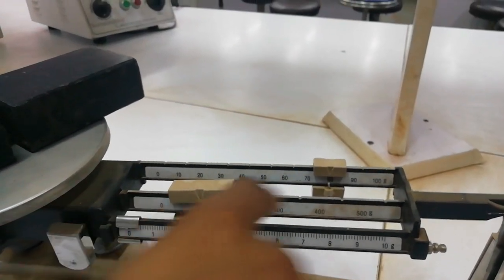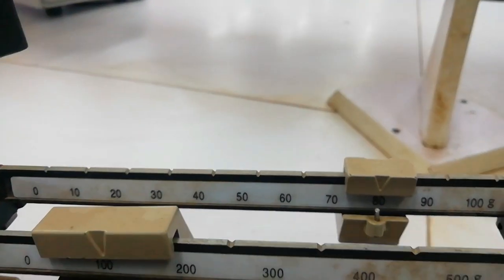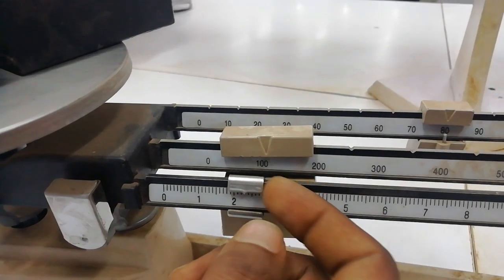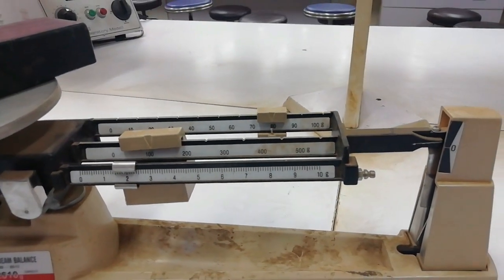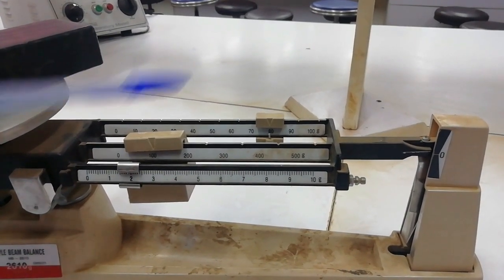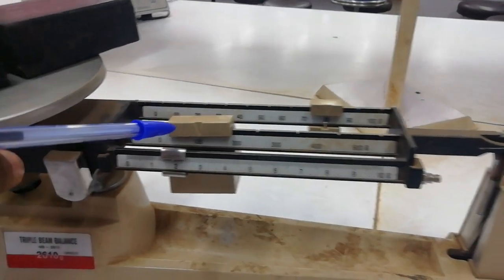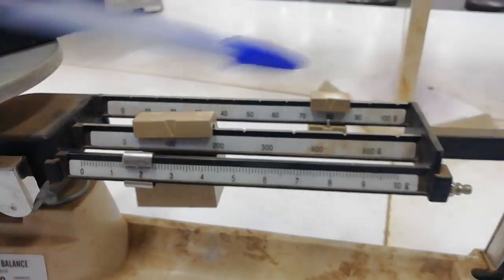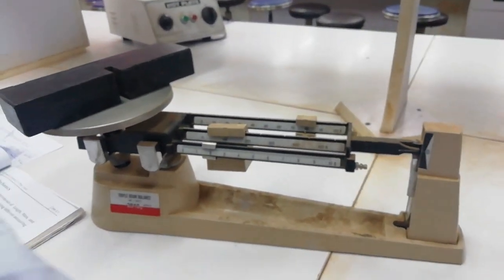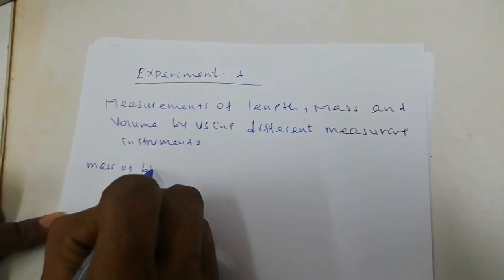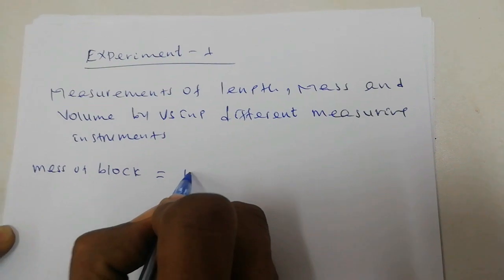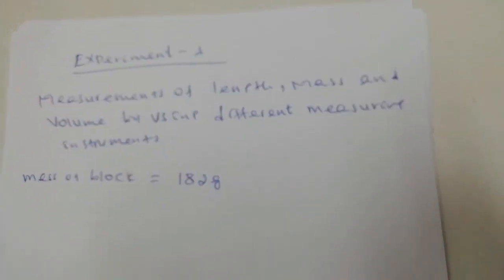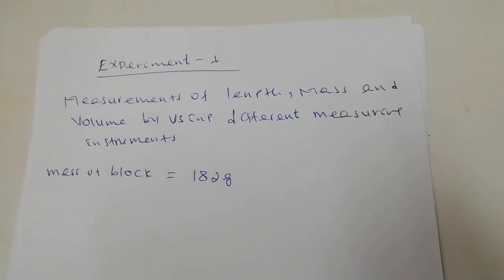Now, from 100, from 80, let us move the third one. Adding all these scales together: here we have 2, here 80, and here 100, which gives 182. So the mass of the block is 182 grams. You can measure any object you want like this. This is the triple beam balance.